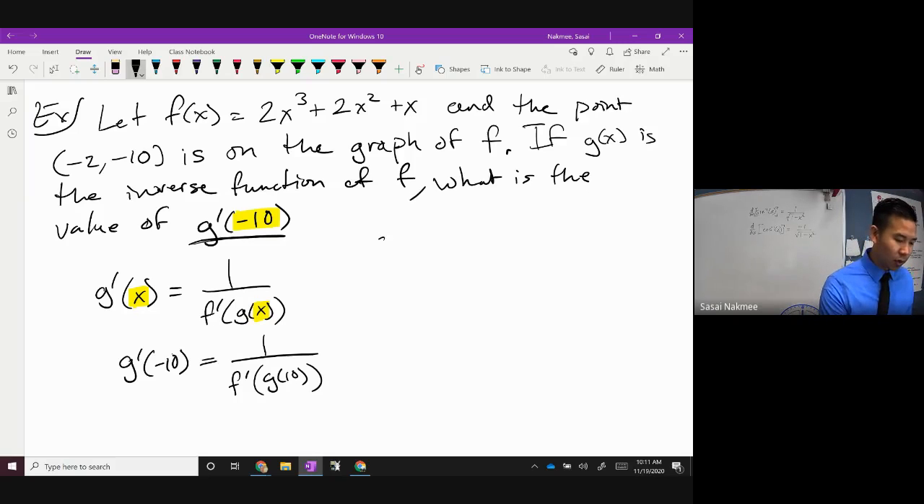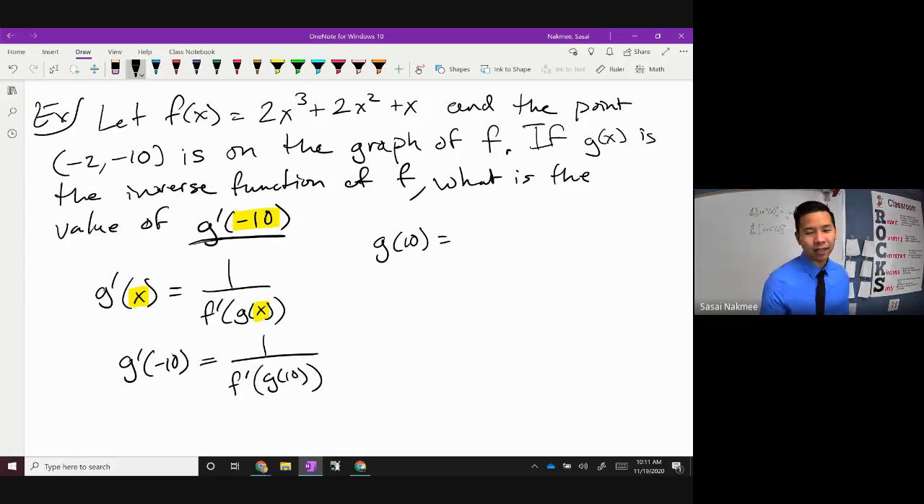So first things first, what is g of -10 equal to? Anyone have a guess? Anyone have any wild suspicions of what you think g of, I'm sorry, that should be a -10, Naki? Not a 10, that should be a -10. Thank you.